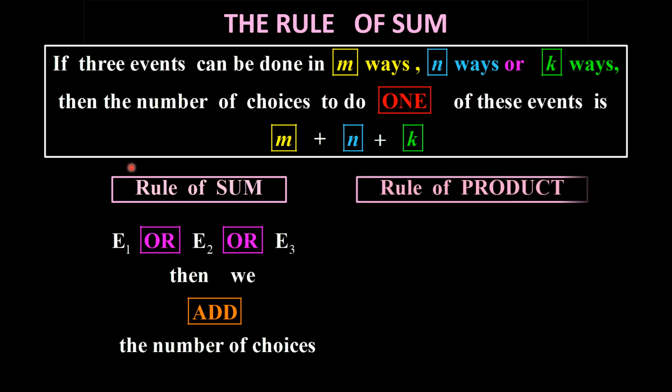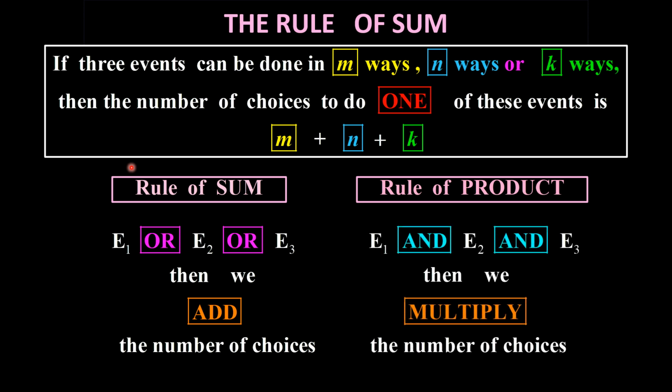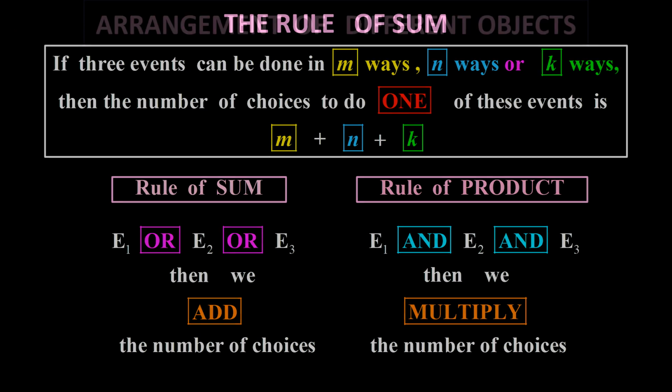And the rule of product would be that you have event E1 and event E2 and event E3, then we multiply the number of choices here. So in the case of sum, we have or, then we add. If we have and here, then we multiply our choices.